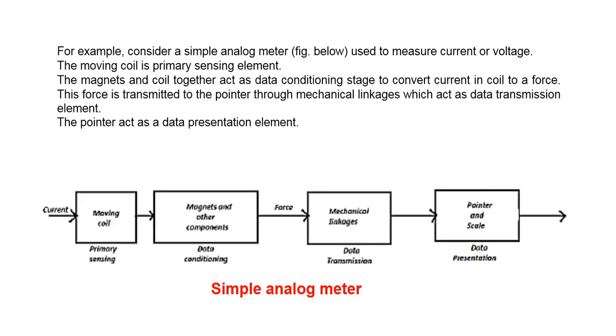Now let's take a look at this figure, which is a simple analog meter. Now this simple analog meter is used to measure the current or voltage. Initially the moving coil is a primary sensing element. The magnets and the coil together act as a data conditioning stage to convert the current in a coil to a force. Then this force is transmitted to a pointer through mechanical linkage, which acts as a data transmission element. Then the pointer acts as a data presentation element.